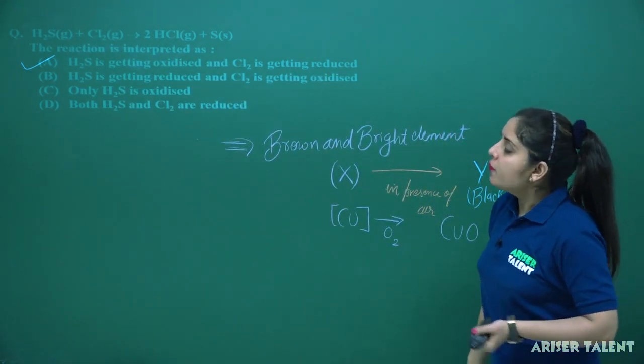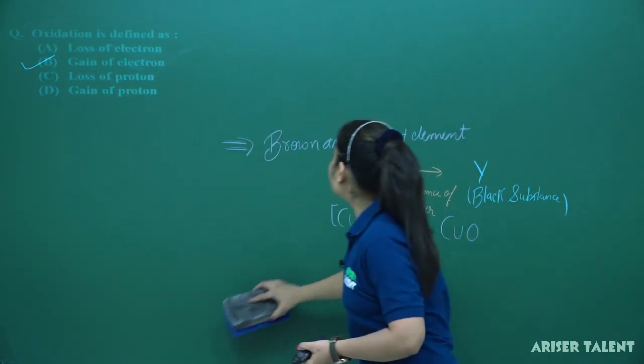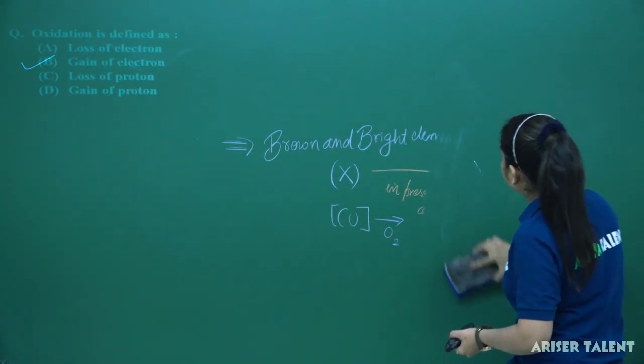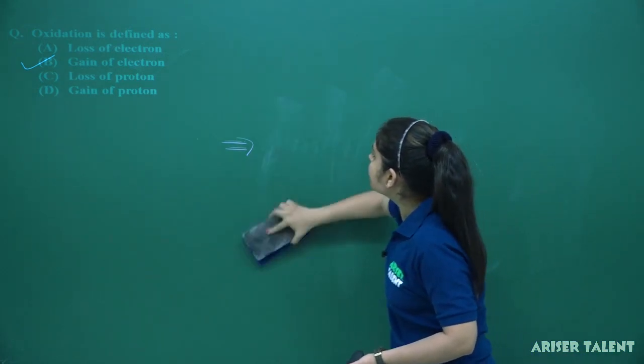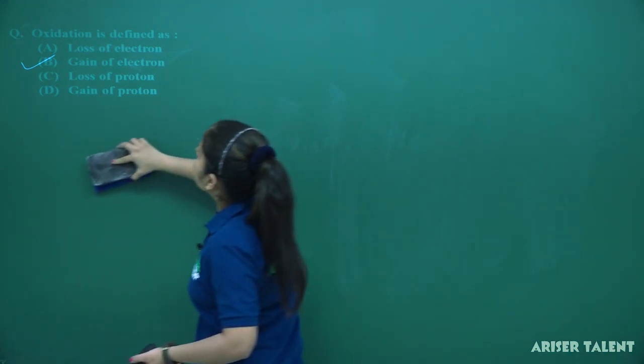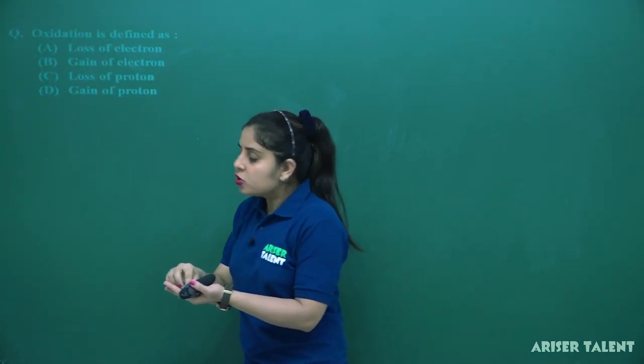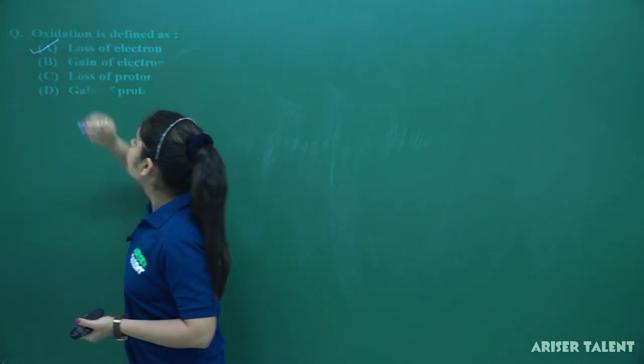Now we are on our next question. Oxidation is defined as, we have already discussed in our chapter, a loss of electron. So here the option number A is correct according to the electronic concept. So our correct answer is option number A.